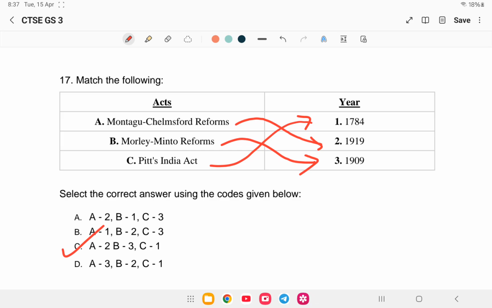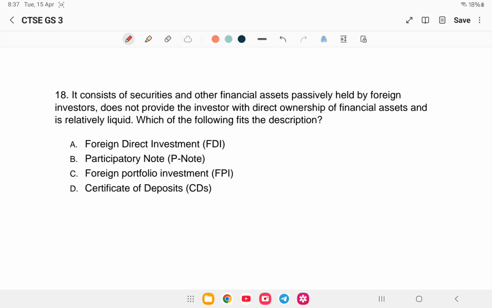Next question. It consists of securities and other financial assets, particularly passively held by a foreign investor, does not provide the investor with direct ownership of financial asset and is relatively liquid. Which of the following fits the description? So securities as a financial asset held by a foreign investor, usually in the form of liquid, means cash. So is it FDI, participatory note, foreign portfolio investment, or certificate of deposits? So held by foreign investors, obviously it will be foreign portfolio investment or foreign direct investment.